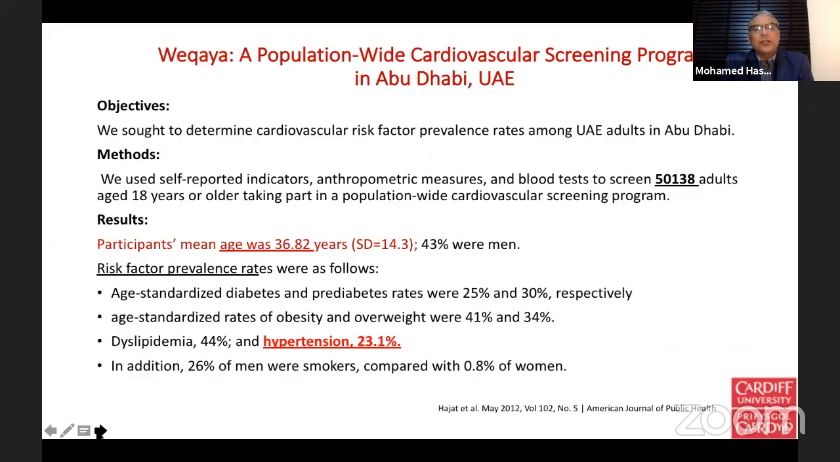So hypertension indeed is quite a problem. The data from the survey, the health survey that was done a few years back, published in 2012, which looked into Emiratis of the age of 18 upward, with a mean age of 36, the prevalence of hypertension was 23% of the population. Although, as you can see, the mean age is quite low.